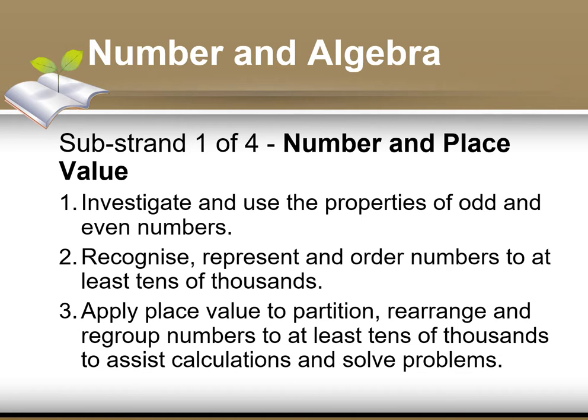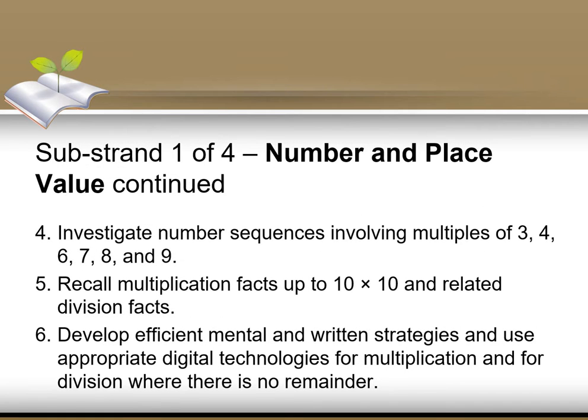Apply place value to partition, rearrange, regroup numbers. So what partition is really just sorting them out in the different place value columns that we would normally look at. So for example, if you had the number 12,345, that's one lot of 10,000s, 2,000s, 300s, 4 10s, and 5 1s. So they would be looking to do things like that.